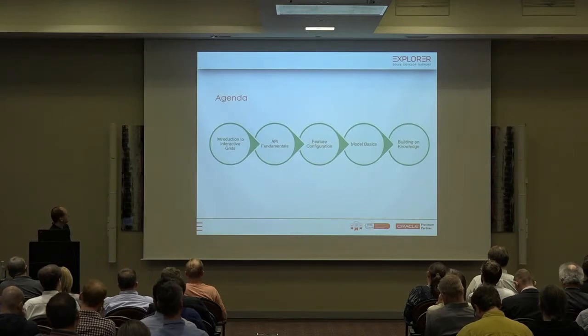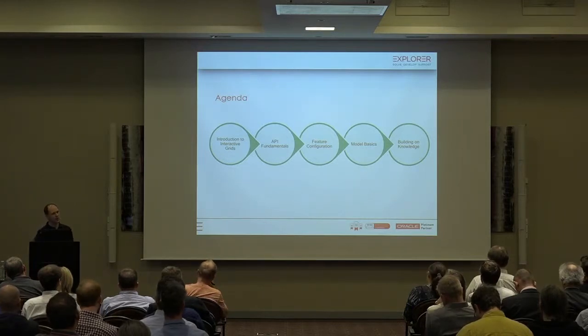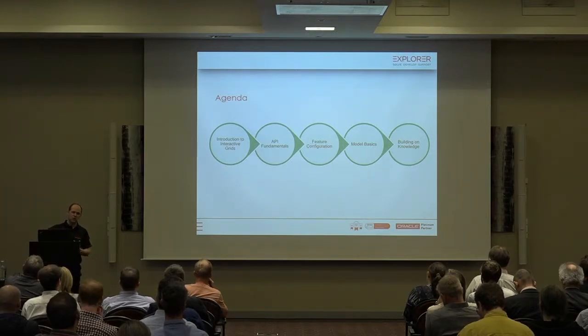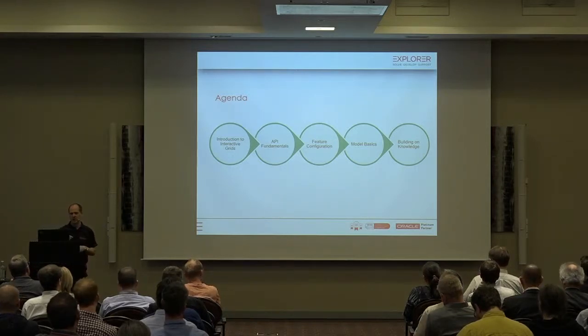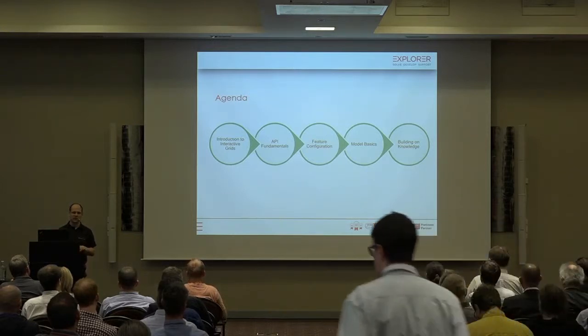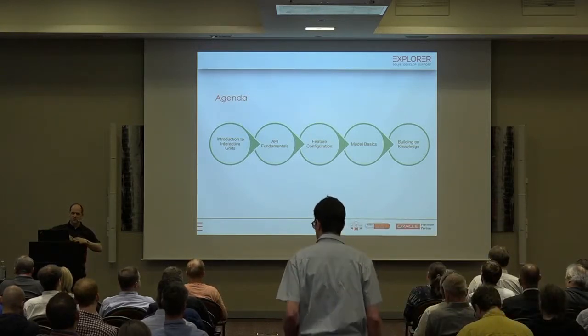Okay, so the agenda for today is, for those of you unfamiliar with an interactive grid, I'll just give you a quick introduction to it, and it will be a quick introduction. And then we'll go on to the next two together. So API fundamentals, and then what we'll learn about the API will apply to configuring features available or not available in the interactive grid. So turning things on and off. So after those two, we'll do a bit of a recap, and then I'll explain about the model in more detail and what the basics are and how to understand it a bit better.